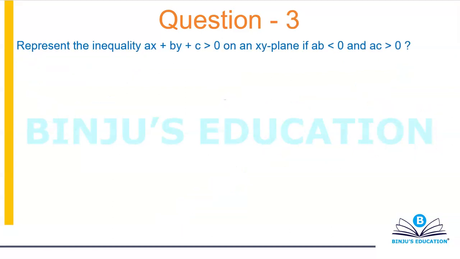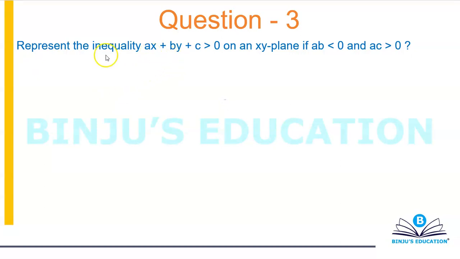All right, now this is a bit difficult. What I have done is I have twisted the question a bit. Usually you're going to get these questions with options, but I have twisted this question because I want to compare and contrast cases with you guys, so that you have a detailed understanding of what we are doing. So the question is, represent the inequality on an xy plane if this is less than 0 and this is greater than 0. Let's see what we can do.